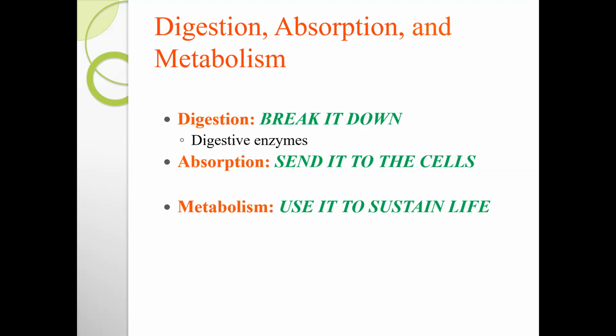Absorption is actually sending the nutrients to the cells. So when we absorb nutrients into our GI or our gut lining, we're utilizing the lymph system as well as blood vessels, and that can send our nutrients to the cells to be used. Metabolism is using all of this to sustain life. So that's the difference between these three definitions.